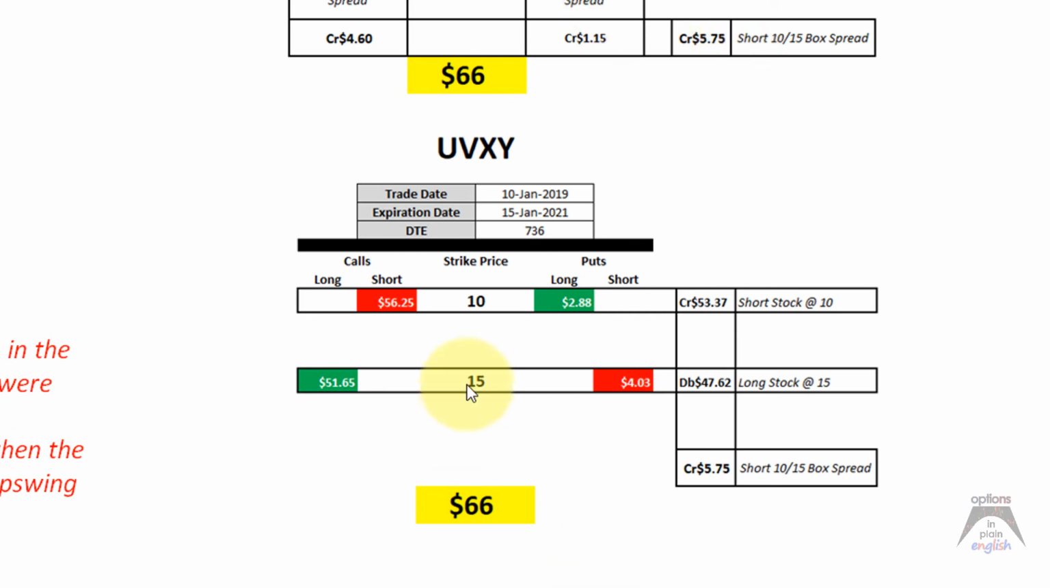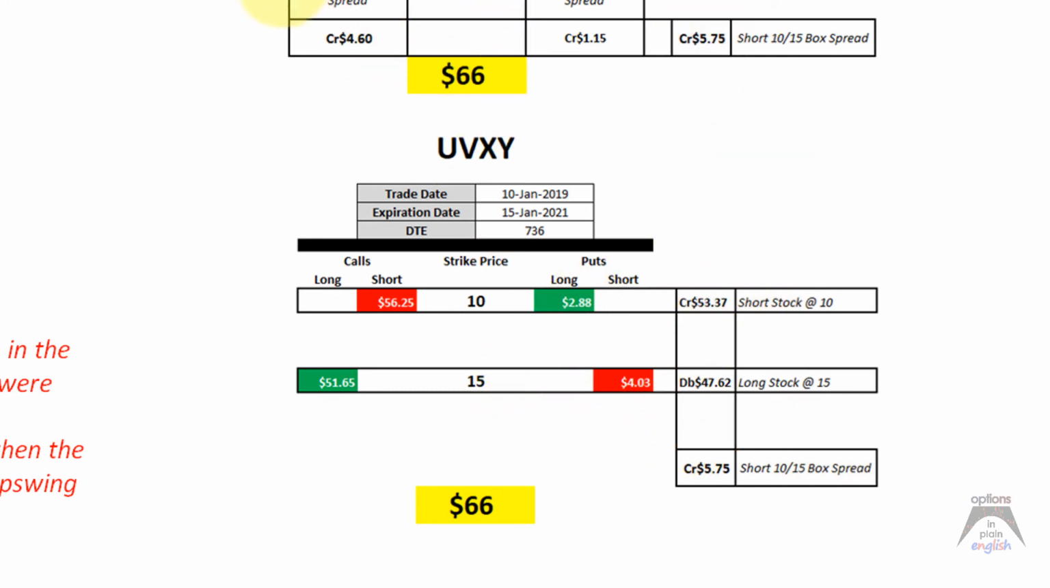Another way to analyze this same position is, instead of vertically, to analyze it horizontally. If we look at the same strike price, then with a short call and long put, I'm pretty much short the stock at 10 for a credit of 53.37. Then with a long call and short put, this is long stock at 15 for a debit of 47.62. Altogether, this position is on for a credit of 575 for the short 10-15 box spread, which is what we know, and it's the same number.